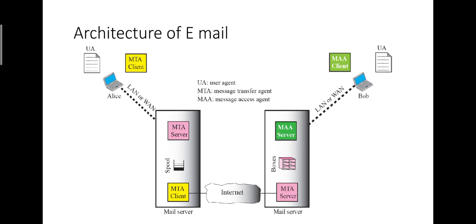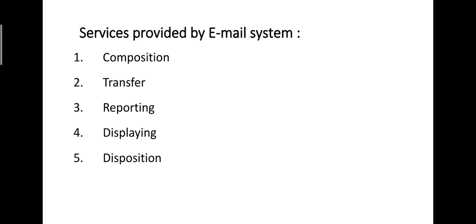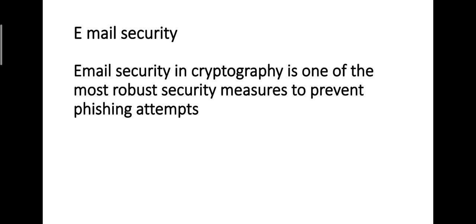This is the architecture of email. The UA, connected through LAN or WAN, goes through the alias and the MTA client, and the MTA server is connected to the spool as well as the MTA client. Through the internet it will transfer from one mail server to another mail server, where again there is an MTA server as well as mailboxes, where a client such as Bob can receive that mail. Services provided by the email system are composition, transfer, reporting, displaying and disposition.